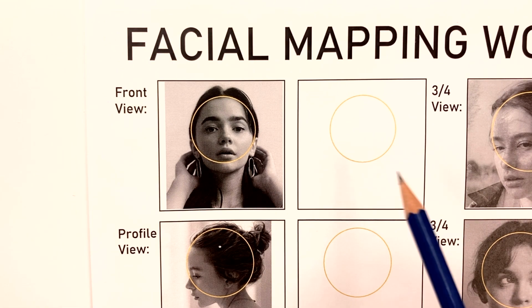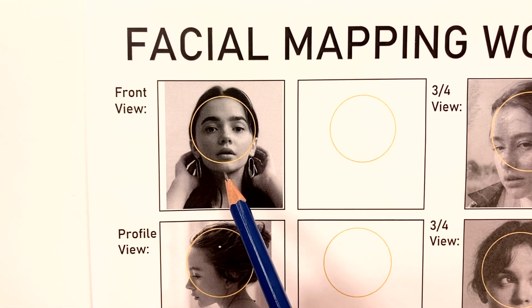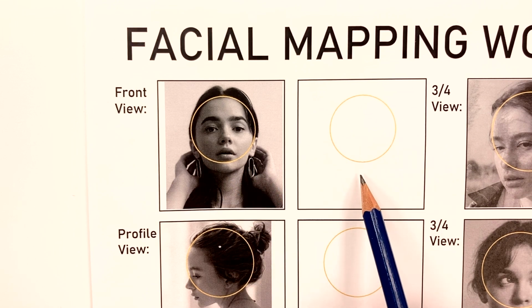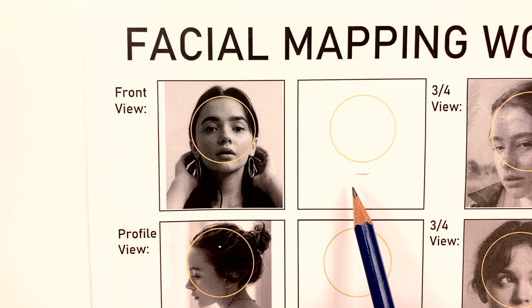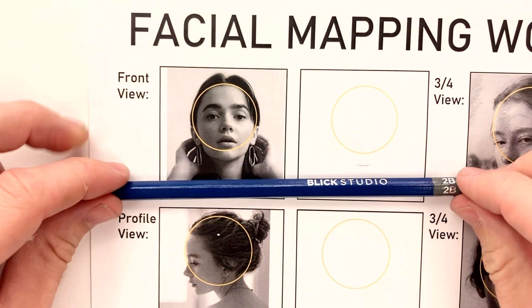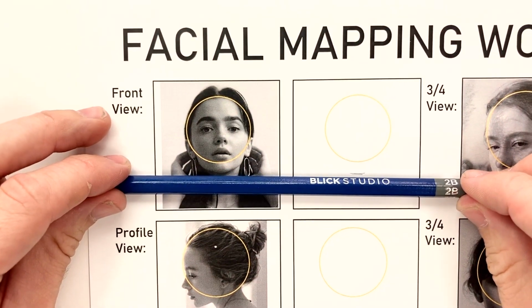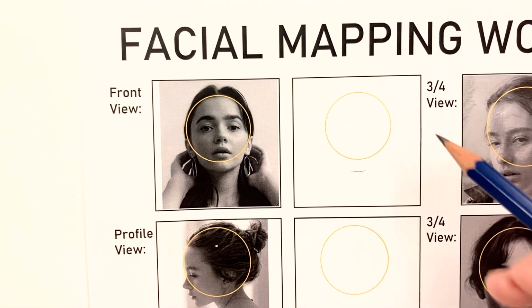So the first thing that I'm going to do here, or where I like to begin, is sketching out where her chin is going to come to. So got a little line right there. I can double check to make sure that's about where it needs to be.